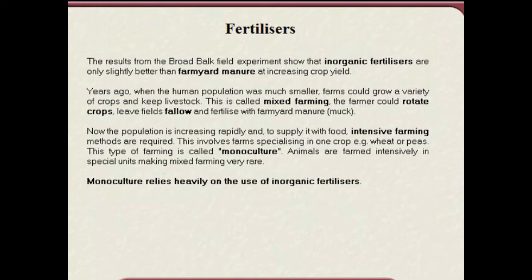Now the population is increasing rapidly, and to supply it with food, intensive farming methods are required. This involves farms specializing in one crop, for example wheat or peas. This type of farming is called monoculture. Animals are farmed intensively in special units, making mixed farming very rare. Monoculture relies heavily on the use of inorganic fertilizers.